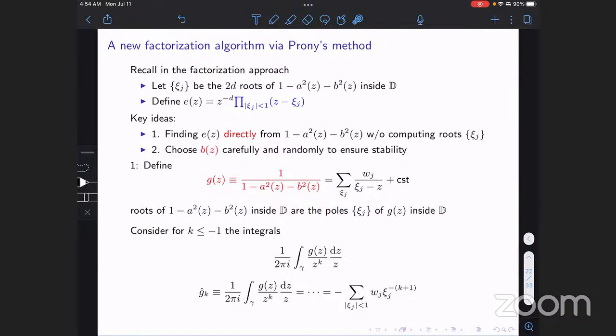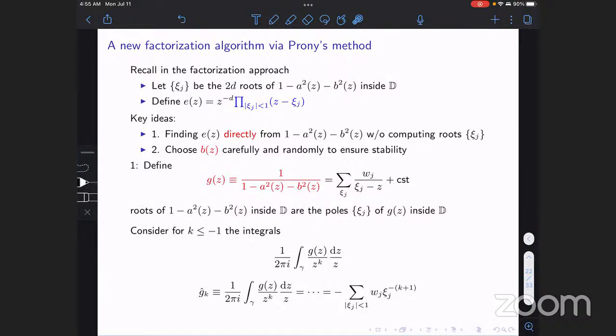But in fact, in the Prony's method, we identify the pole locations through the characteristic polynomial. So in this application, when we only need the characteristic polynomial, we don't even need to go to the poles. We just need to stop after we find the characteristic polynomial. And again, to do that, we consider these integrals, which I've seen a couple of times. In this case, because we have the poles inside the unit disk, we consider the integrals with an exponent k which is less than or equal to -1.